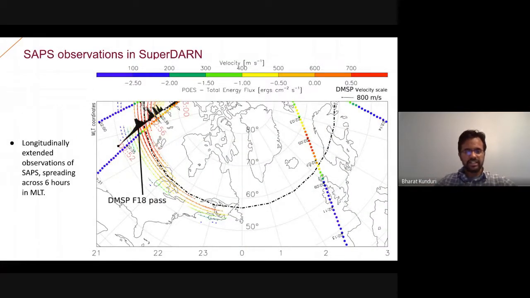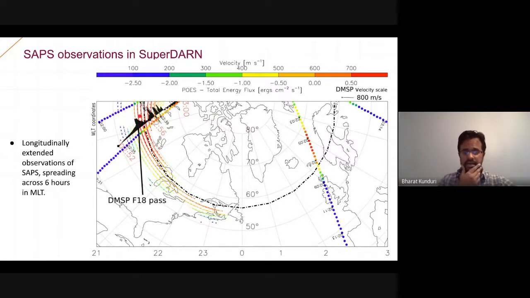So I'm going to take another example of SAPS flows now. Instead of just showing 2 radars, I'm going to show westward flow observed in 6 radars simultaneously. This is from an event that occurred on June 12th, 2018. This is a view looking down towards the Earth in the Northern Hemisphere, the North American sector. There are multiple data sets overlaid here, but the colored dots shown in this plot are indicative of SuperDARN measurements. The flows are directed westwards, and they span about 6 hours in MLT.